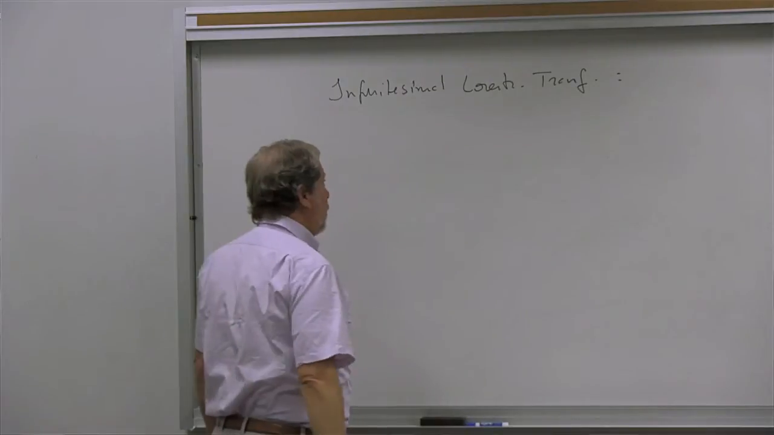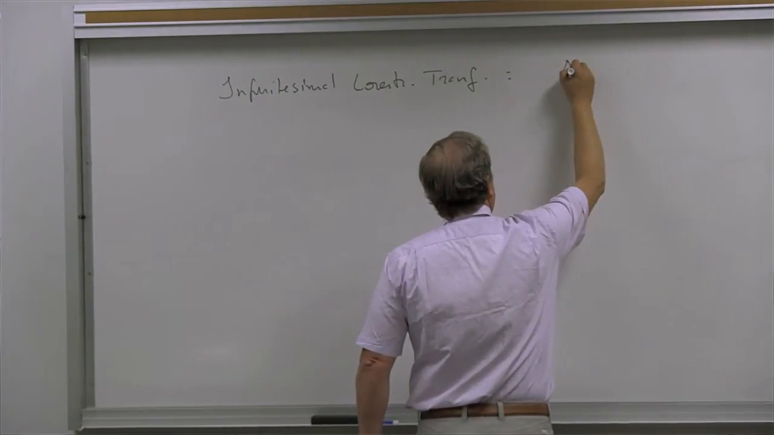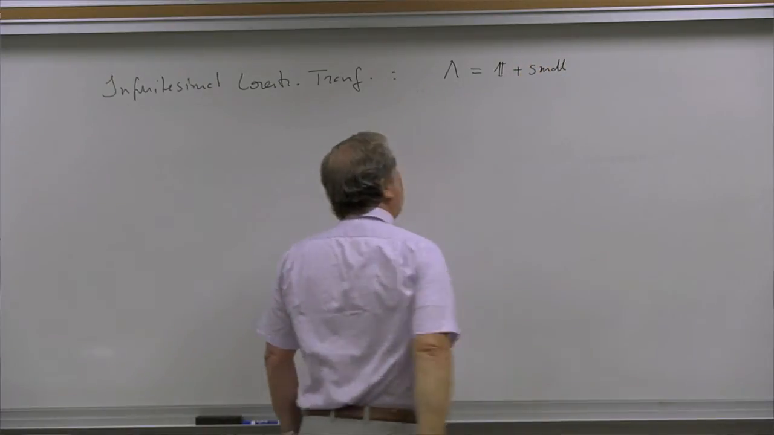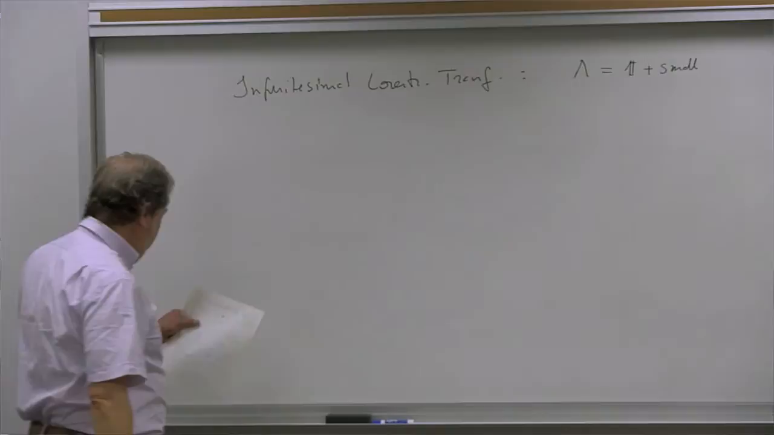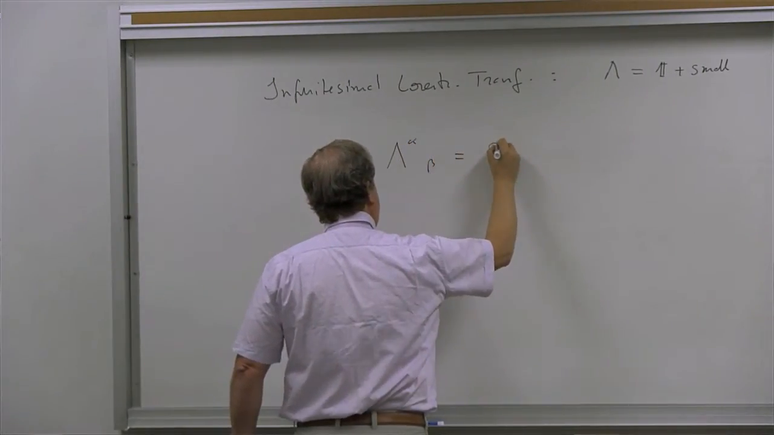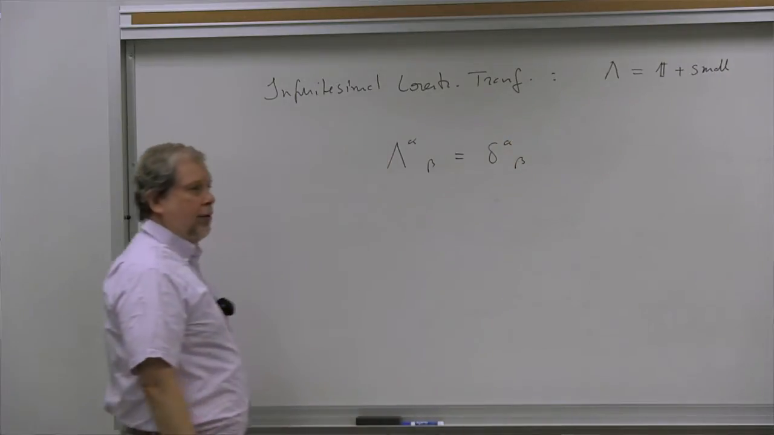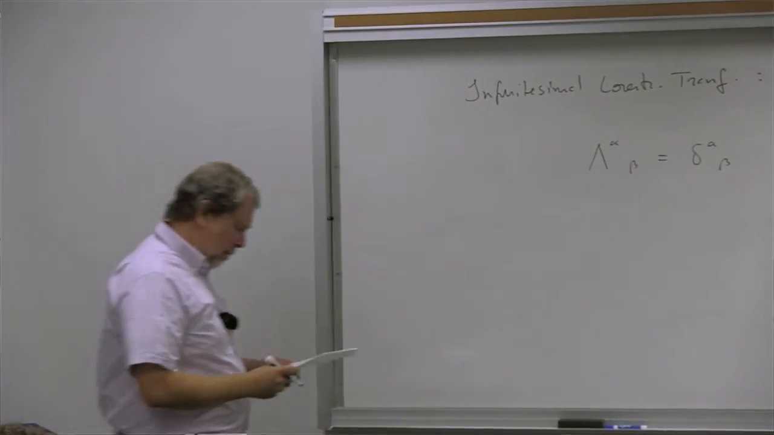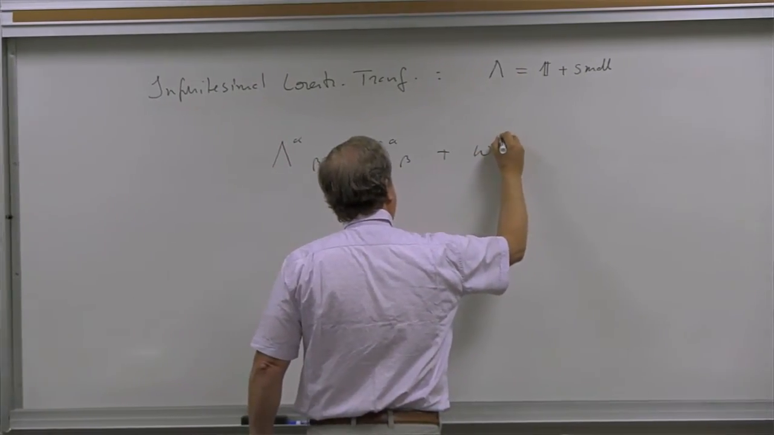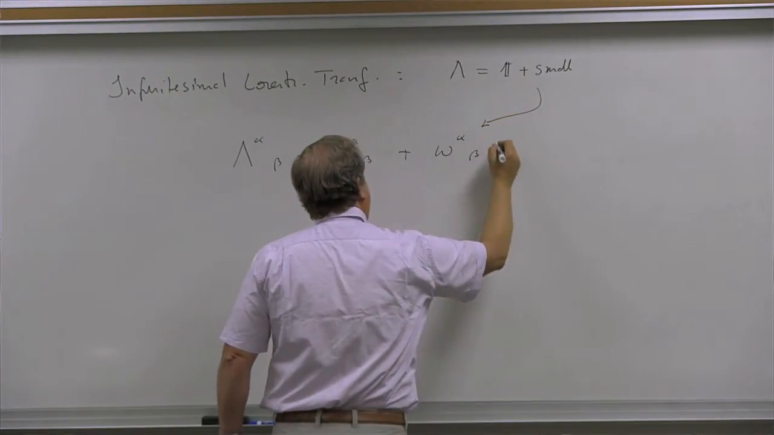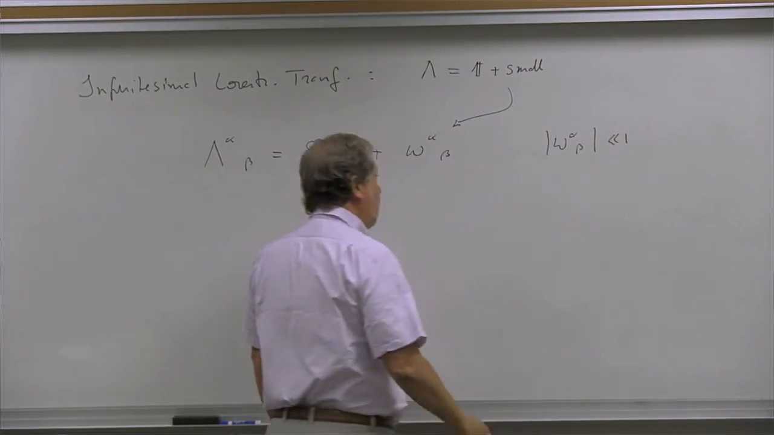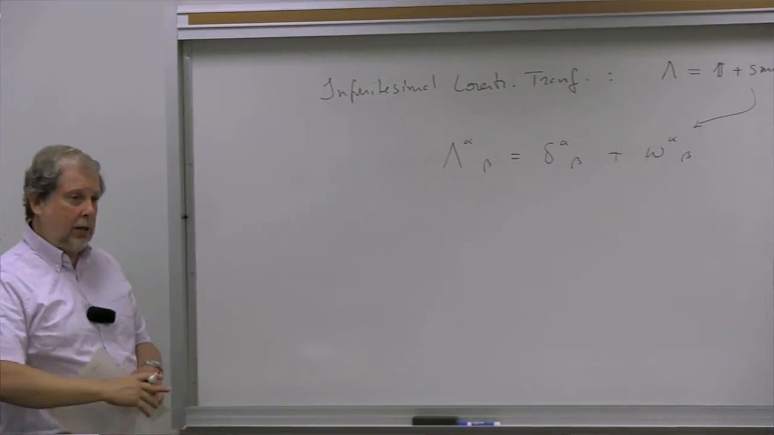Infinitesimal Lorentz transformation. So that means that this matrix lambda is the identity plus something that is small. We're going to write lambda alpha beta as equal to the identity. Well, the identity, of course, is the Kronecker symbol, so that's the delta alpha beta, and plus a small part, which we denote by omega alpha beta. So omega alpha beta in magnitude is much less than 1. It's a small parameter. So this is an infinitesimal Lorentz transformation.